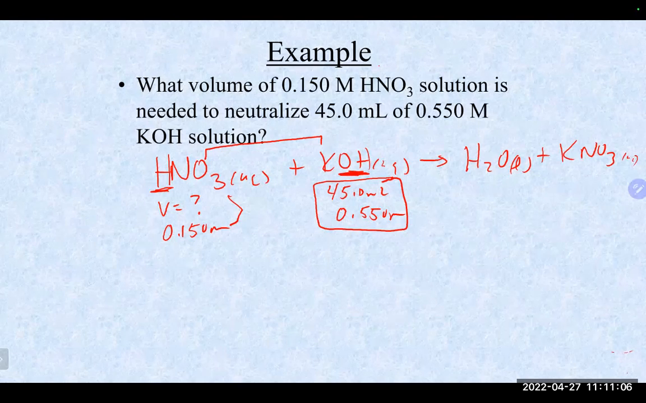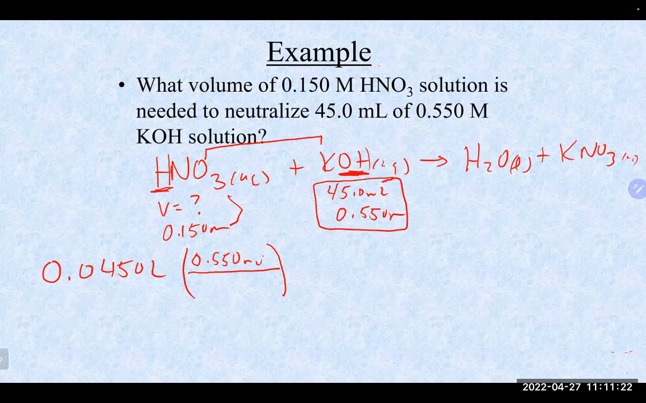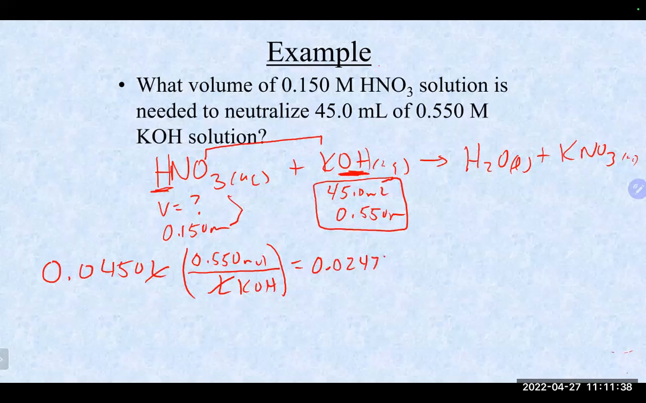We want to take our volume and divide it by 1,000, which will convert to 0.045 liters. We're going to times it by the molarity of our KOH. And again, the 0.55 is basically 0.55 moles per liter of KOH. Again, that is where the liters actually cancel each other out. Gets us 0.045 times 0.55, which gets us something like 0.02475 moles of KOH.